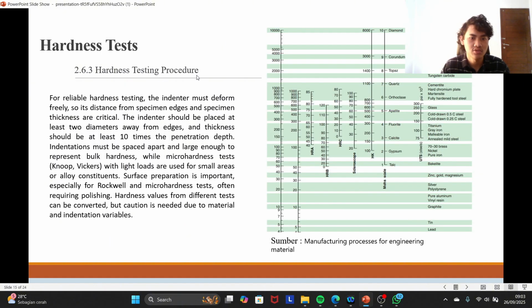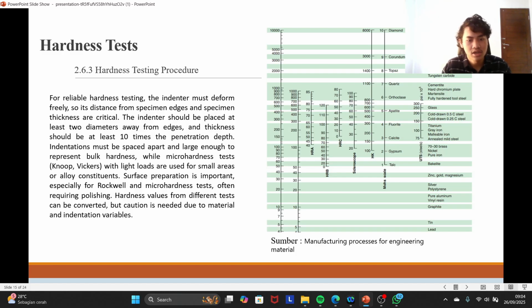Hardness testing procedure. For reliable hardness testing, the indenter must deform freely, so its distance from specimen edges and specimen thickness are critical. The indenter should be placed at least 2 diameters away from edges, and thickness should be at least 10 times the penetration depth. Indentations must be spaced apart and large enough to represent bulk hardness.